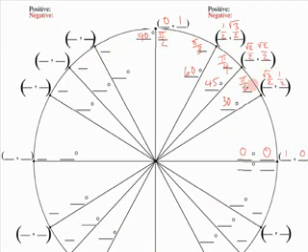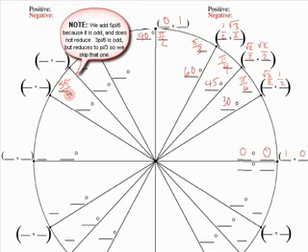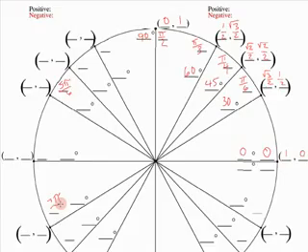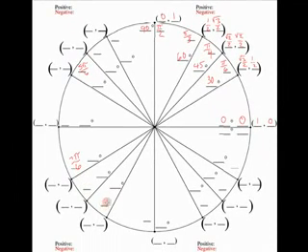Pi over 6, that's 30 degrees. Go another 30 degrees, 2 pi over 6. Another 30, 3 pi over 6. Another 30, 4 pi over 6. Another 30, 5 pi over 6. So I'm just going with that one, 5 pi over 6. Every odd I'm going to put down there. 6 pi over 6, 7 pi over 6, 8 pi over 6, 9 pi over 6, 10 pi over 6. Again, only the odd ones. 11 pi over 6.